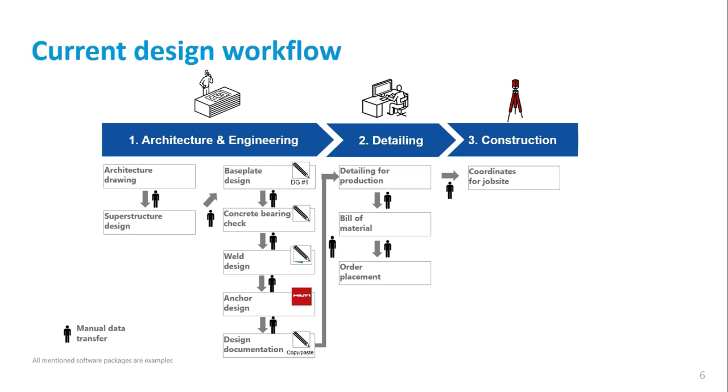The draftsman needs to enter the geometry of the base plate again into his Revit or Tekla or whatever software. So again, a manual step where data would have been already available in an electronic way, but the industry just prints it out and does it again because these systems are not talking to each other, right? Next one is then bill of material, order placement, and so on.